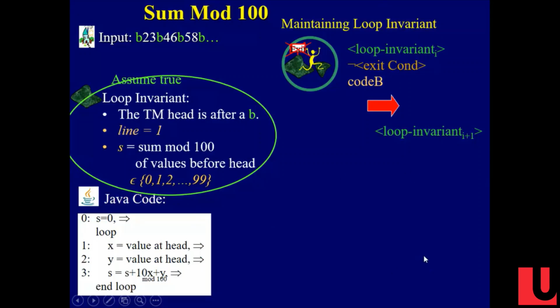So what does your brain say? I need to maintain the loop invariant. That tells me that I can assume the loop invariant is true at the beginning. So I'm assuming I'm at the top of the loop and the loop invariant is true. So what do I know? I can assume that the head's on a spot after the blank. I can assume I'm in line 1. I can assume I have some value of S. So I can assume what state I'm in. Somebody tell me what state I'm in. Line 1.